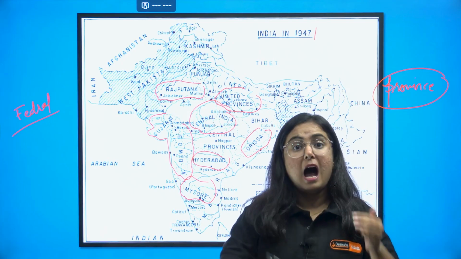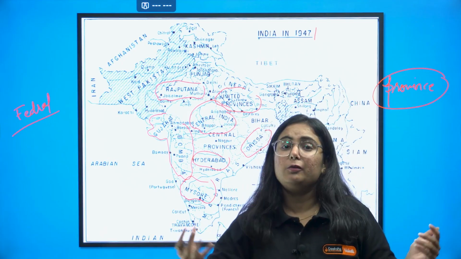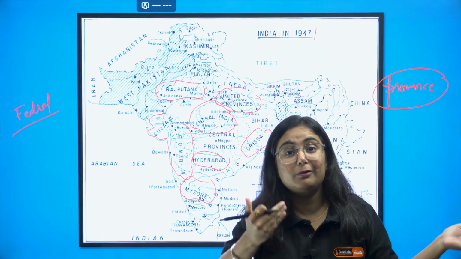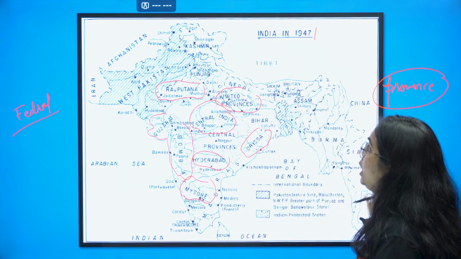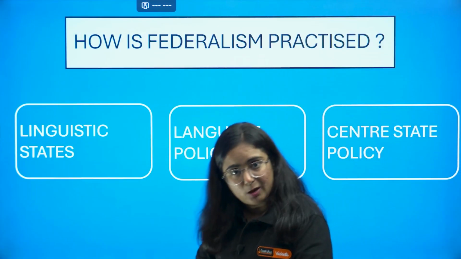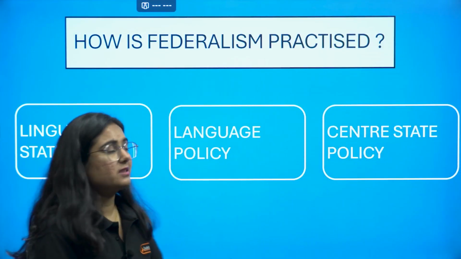Getting my point? After the provinces will be made, there will be government in those states also. Okay, then how to deal with them? So this is basically how federalism is practiced in India. Got my point? So now the next topic starts here.